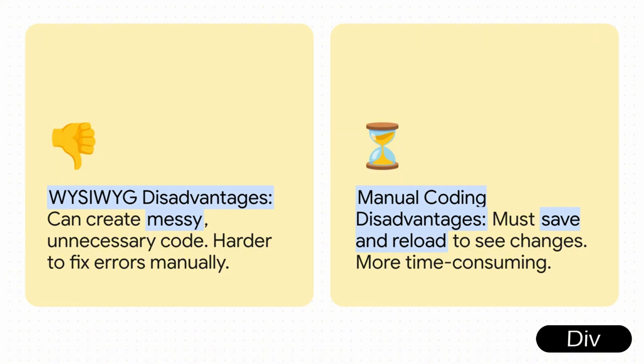But of course, there are downsides to both. That automatically generated code from an editor, it can be a real headache to fix if something goes wrong and you have to dive into the code yourself. It can get pretty messy. And on the other side, that old code, save, refresh dance for manual developers, it just feels slow and clunky compared to a live visual editor.